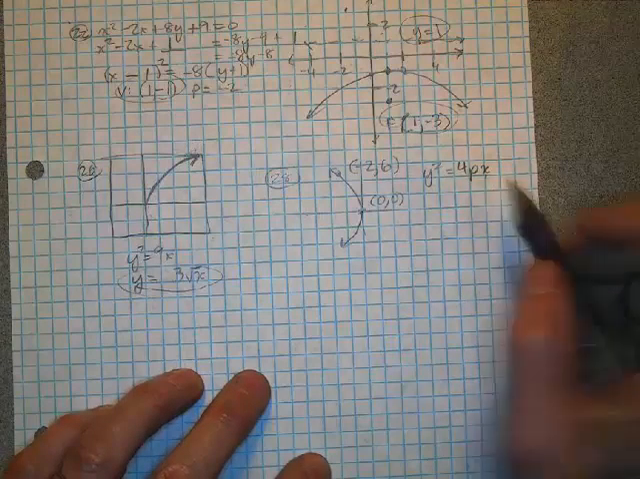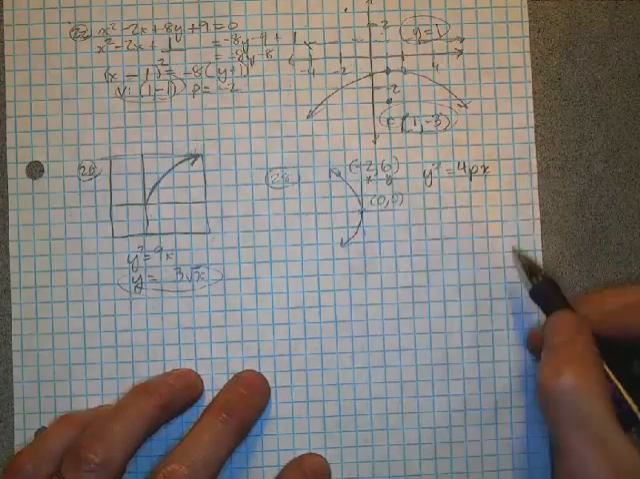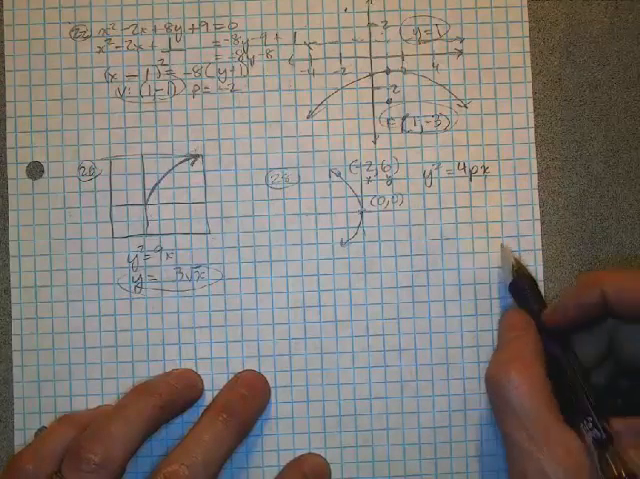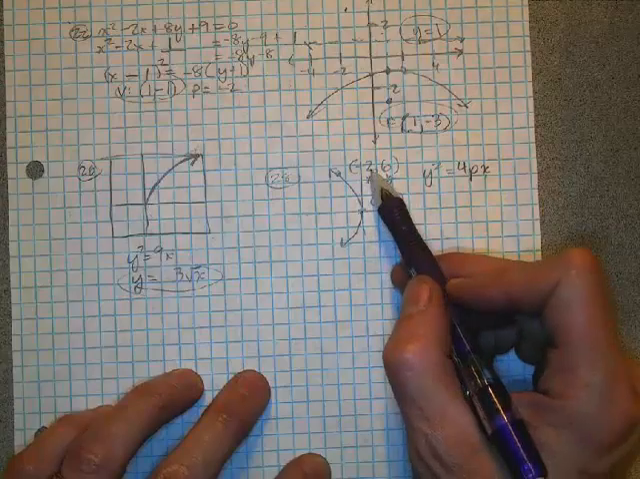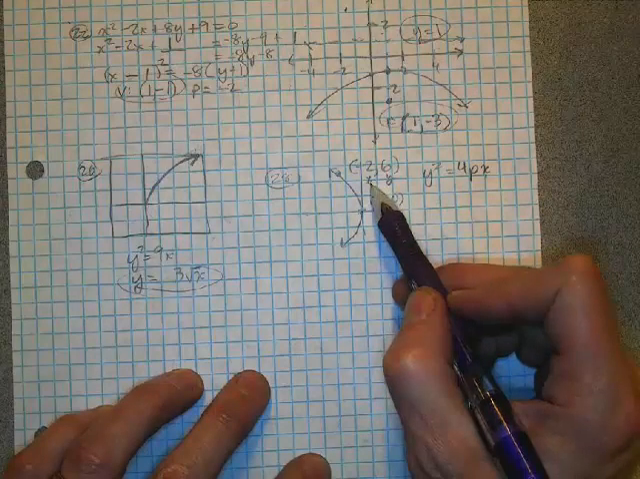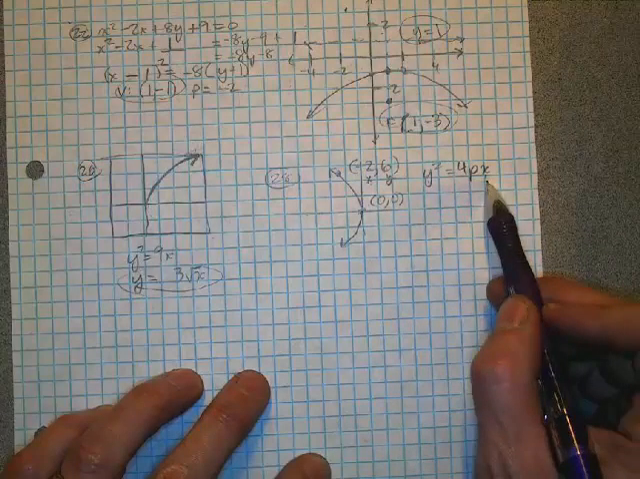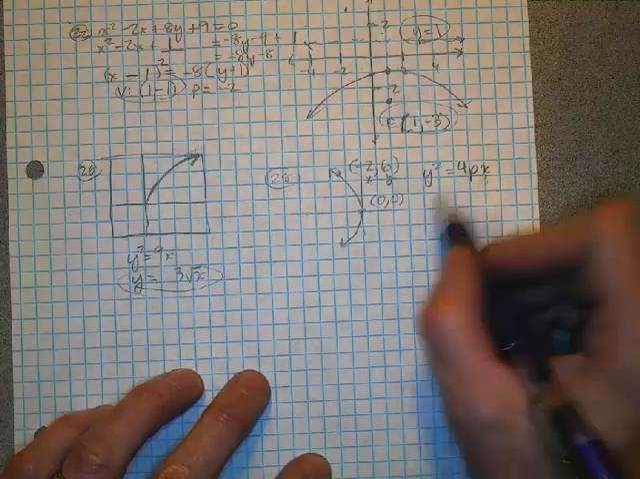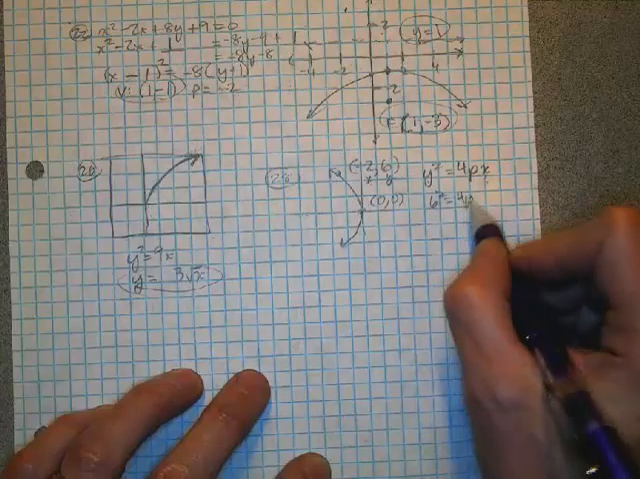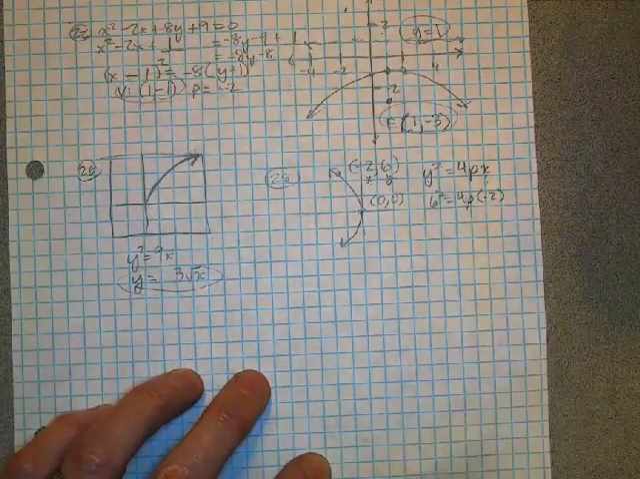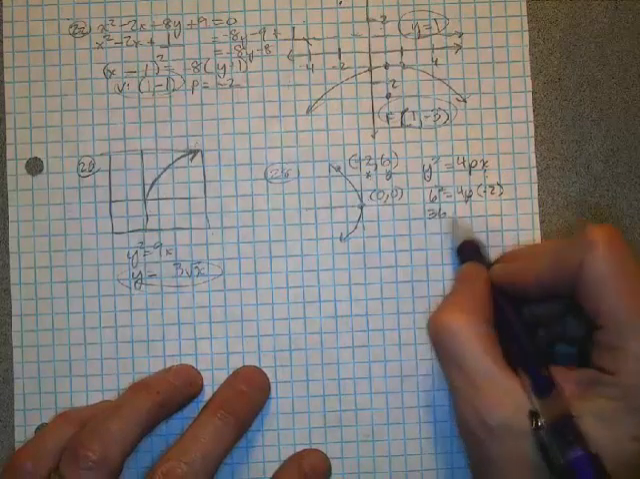What is that? It's x. What's that? So I know a y and an x. So what do we do? Plug them in. 6 squared equals 4p times negative 2. 6 squared is? Equals negative 8p.